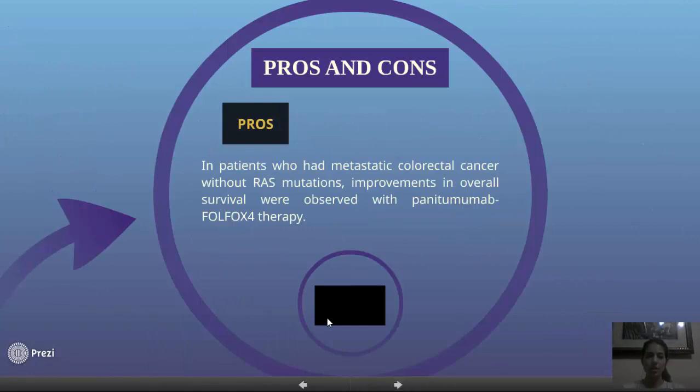Pros. In patients who had metastatic colorectal cancer without RAS mutations, improvements in overall survival were observed with panitumumab FOLFOX4 therapy.